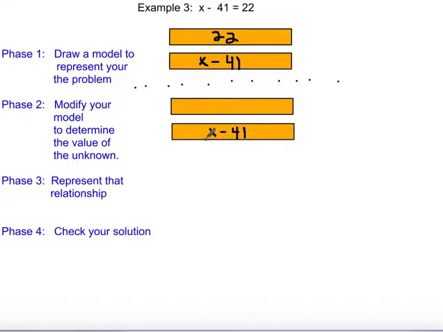Now, remember, your goal with these tape diagrams is to find the value of x, meaning if you just have one x, or one bar or one rectangle that has a value of x, what would that equal? Well, what I'm going to do in this particular instance is, if I have x minus 41, I am going to create another bar. I'm going to add on to this.